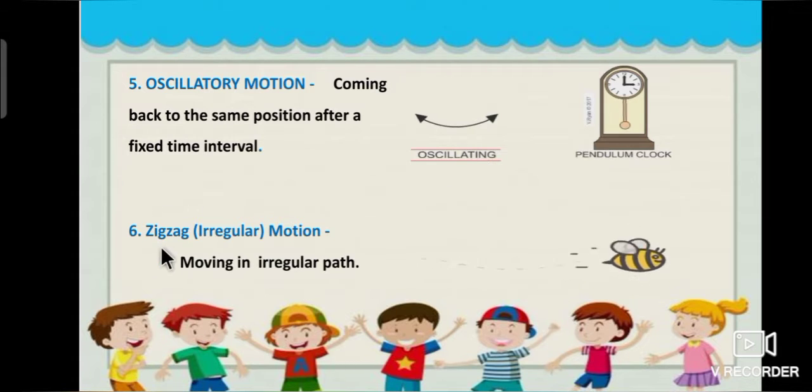Then sixth one, zigzag motion, otherwise called irregular motion. Here the object moves in an irregular path, that is, in a zigzag path. See the example, a honeybee flying. It is a zigzag motion.